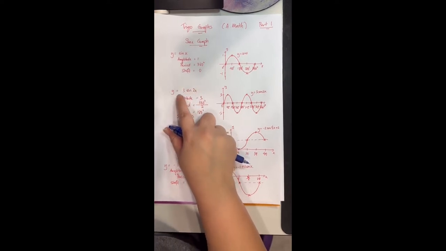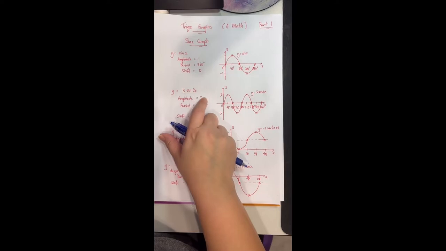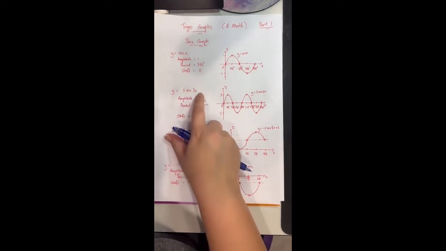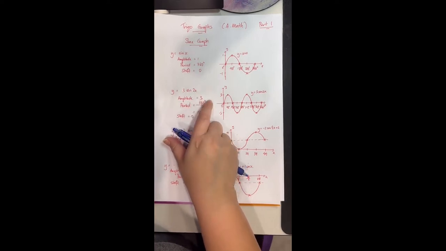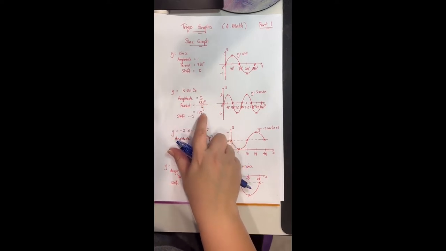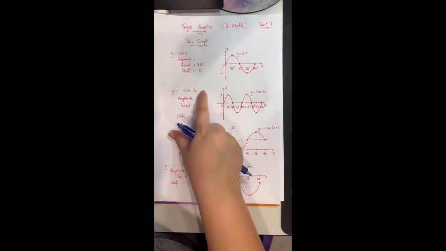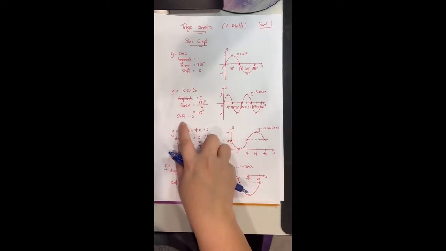So now you see, I do one example, which is 3 sine 2x, right? My amplitude is the number in front of the sine, so it's 3. My period is 360 degrees divided by the coefficient of the x, so it's divided by 2. So 360 divided by 2 is 180. That means in 180 degrees, you will see one cycle. And in this case, the shift is 0 because there's no plus or minus here. So when your shift is 0, your middle line is your usual x-axis.